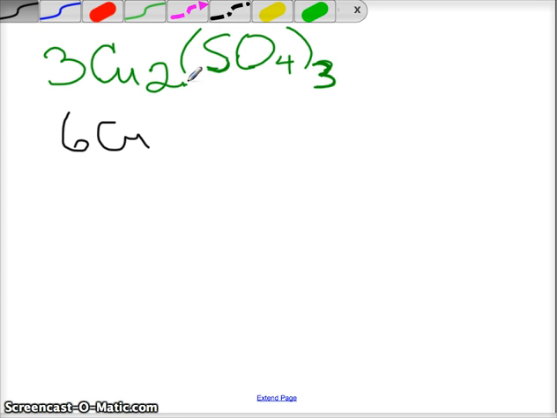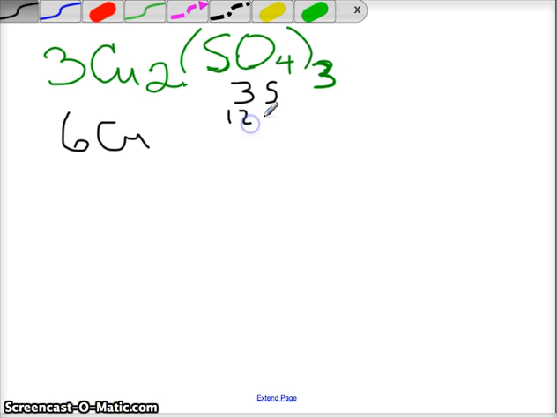Now, what you have to do first is distribute out of the parentheses first to the subscript out here, and then multiply it times the coefficient. I'll say that again. Distribute out of the parentheses first, then multiply by the coefficient. So, distributing the 1 to the 3 gives me 3 S's to start. I'm just going to put that up here, 3 S's. And distributing the 4 oxygens to the 3 gives me 12 O's.